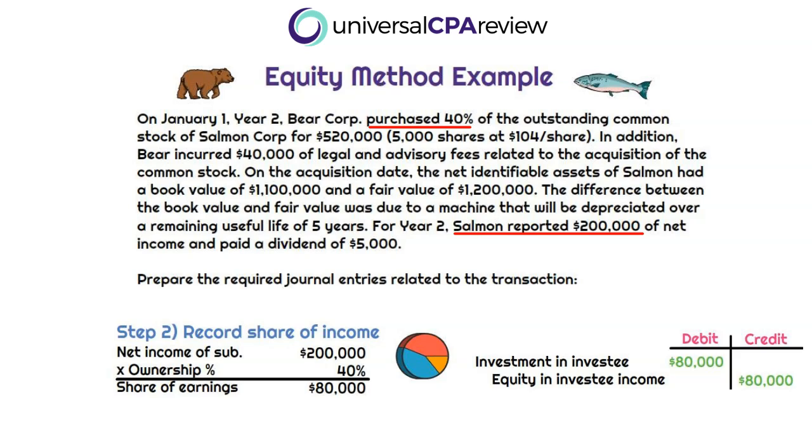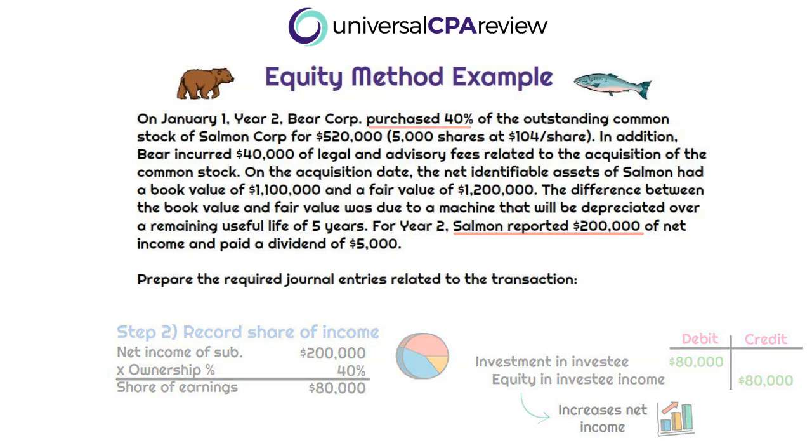So we'll debit investment in investee for $80,000, and then our credit is going to be equity in investee income, and that's basically going to be a gain on the financial statements, right? It directly increases net income in the income statement. So that is how we record the share of income. Very important. More often than not, I would say that a question will say that the company generated net income. So always think about increasing the carrying value on the balance sheet.